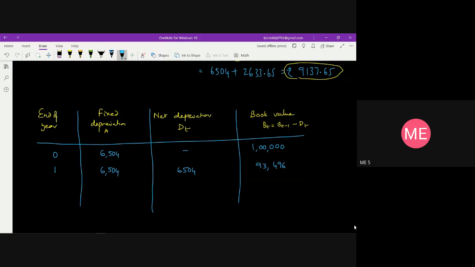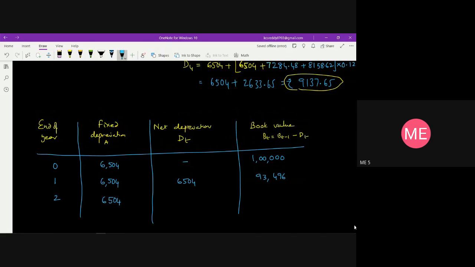93,496. Similarly, at the end of second year, we have calculated a fixed depreciation of 6504, and the net depreciation, if you look above, is 7284.48. Then 93,496 minus 7284.48, we need to subtract that. We will get 86,211.52 as the book value.